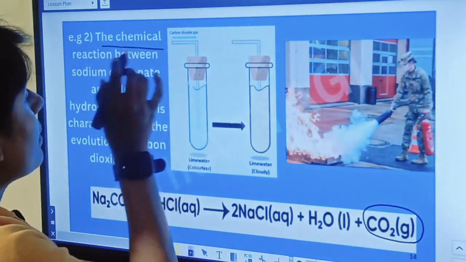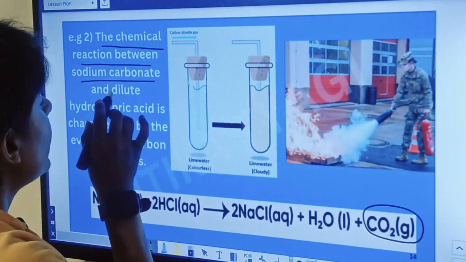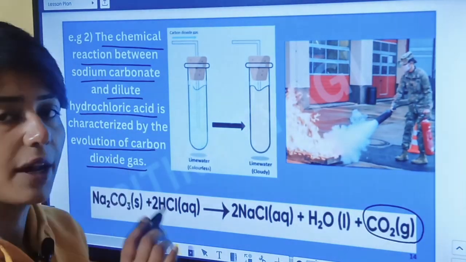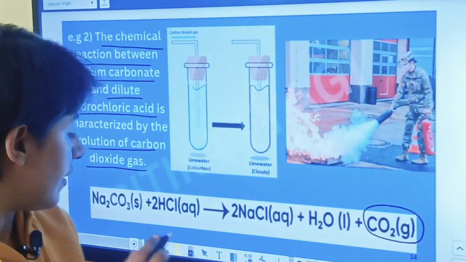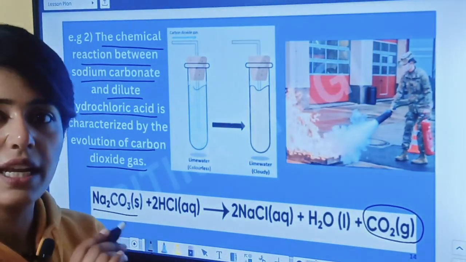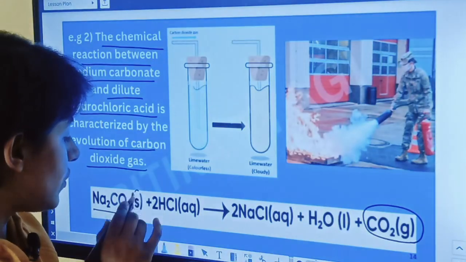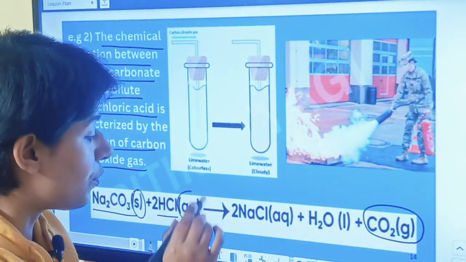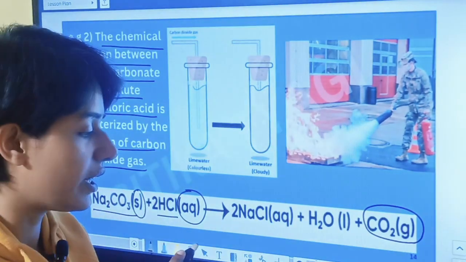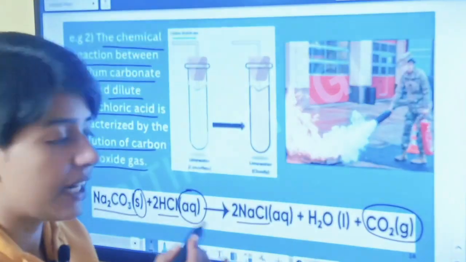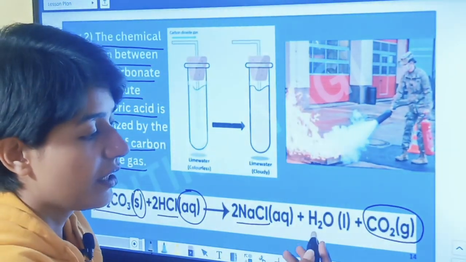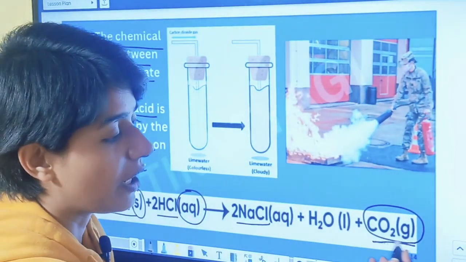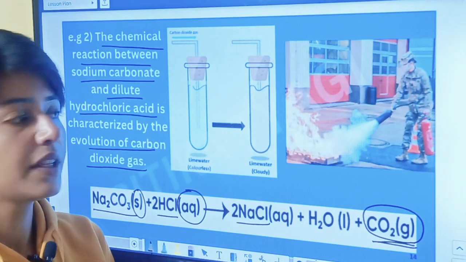Here, the chemical reaction between sodium carbonate and dilute hydrochloric acid is characterized by the evolution of carbon dioxide gas. Sodium carbonate, Na2CO3, solid in state, reacts with hydrochloric acid, HCl, aqueous in state, meaning dissolved in water. Then it forms sodium chloride salt plus water and carbon dioxide gas. So here the evolution of carbon dioxide gas takes place.